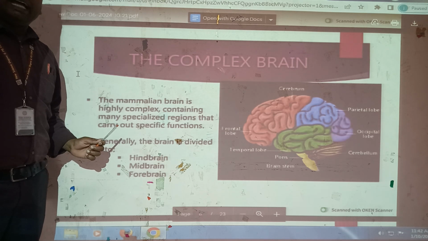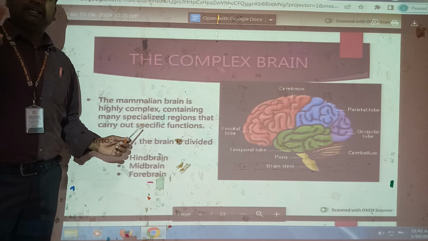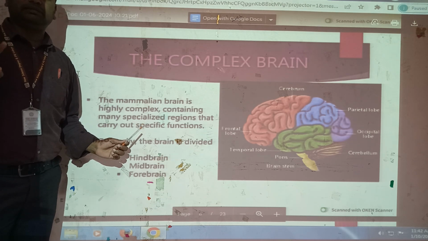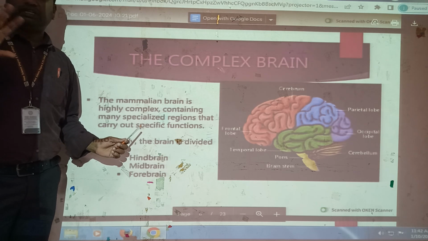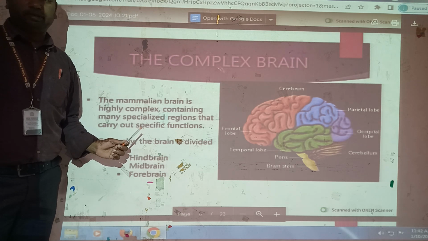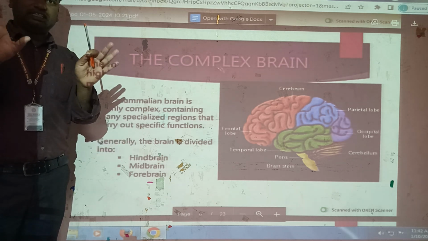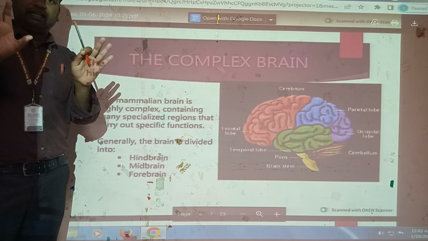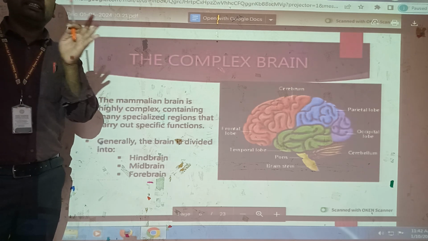The brain's outer layer is ash colored and the inner layer is white. The brain is covered by the meninges: dura mater, arachnoid, and pia mater. The cerebrospinal fluid provides important protection. The brain is divided into two parts: the left cerebral hemisphere and the right cerebral hemisphere.